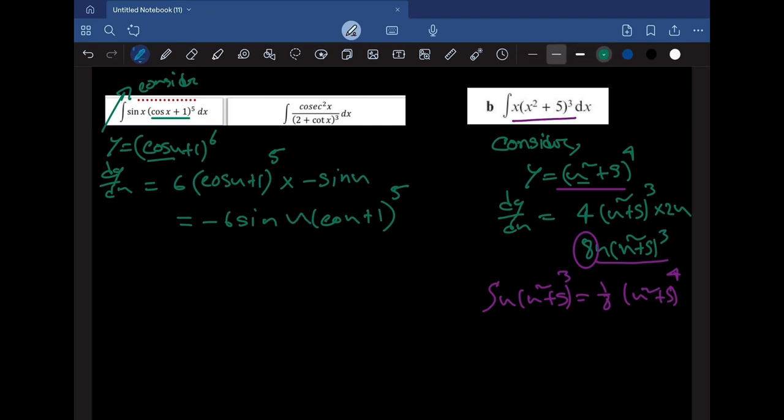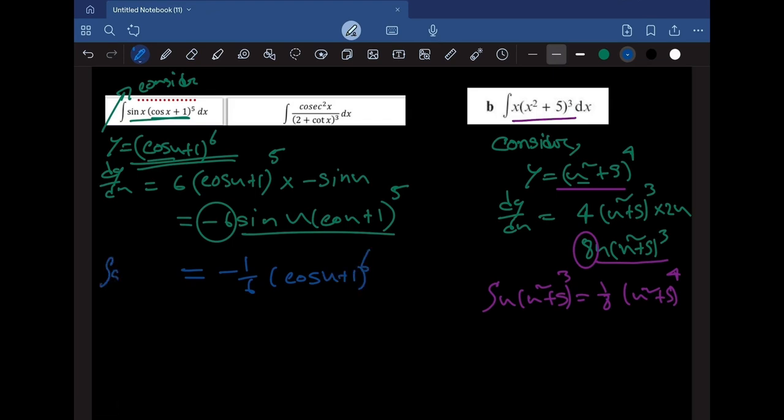Now this is exactly the same as our question, right? There is only a difference of minus 6. So we'll divide by minus 6 with this value. So we'll write minus 1 by 6 cos x plus 1 to the power of 6 as the integral of sin x cos x plus 1 to the power of 5. Okay, this is how we will do it. Now let's do the next math.